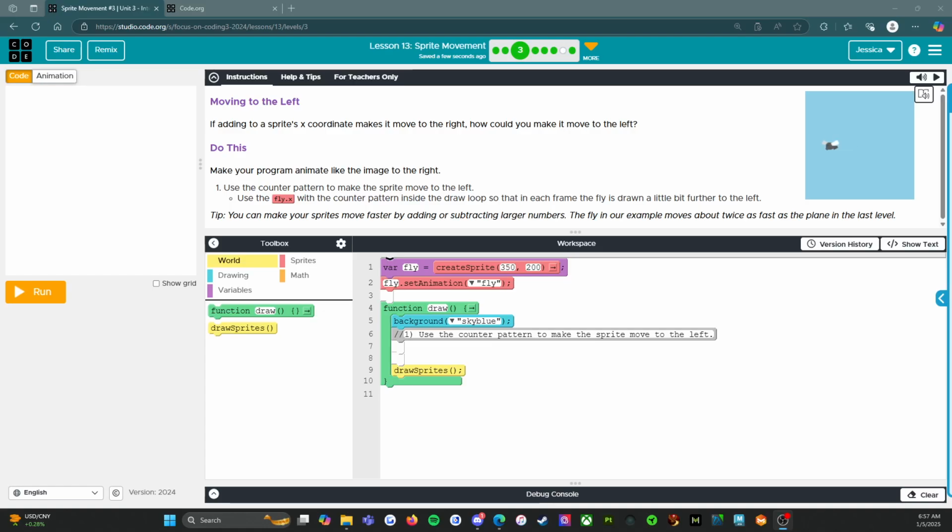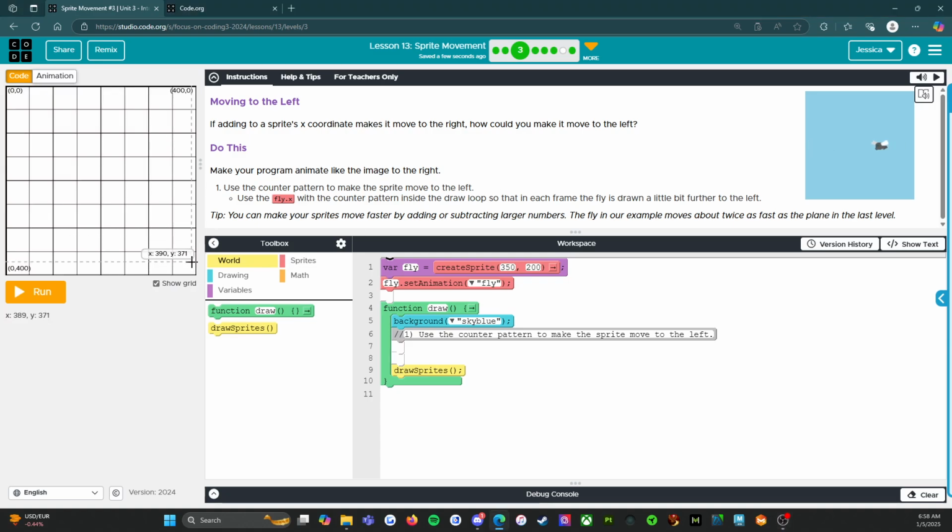Hello everybody, welcome back. We are on level 3 of lesson 13, sprite movement. So in this one, we're going to be moving to the left. If adding to a sprite's x coordinate makes it move to the right, how could you make it move to the left? Well, we already talked about that. If this is 400 and this is 0, are we adding or subtracting?